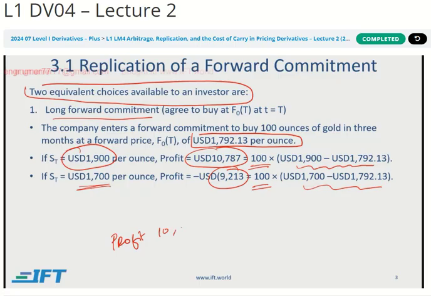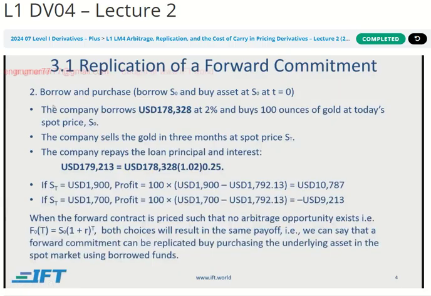Now these two things are important: the profit of 10,787 and the loss of 9,213. When the gold price is going to 1900, we're having a profit of 10,000, and when the gold price is going to 1700, we're having a loss of 9,000 if we are getting into the derivative long forward commitment. Now let's replicate this, and instead of getting into the derivative to buy gold in the future, let's say we buy the gold now by borrowing the money.